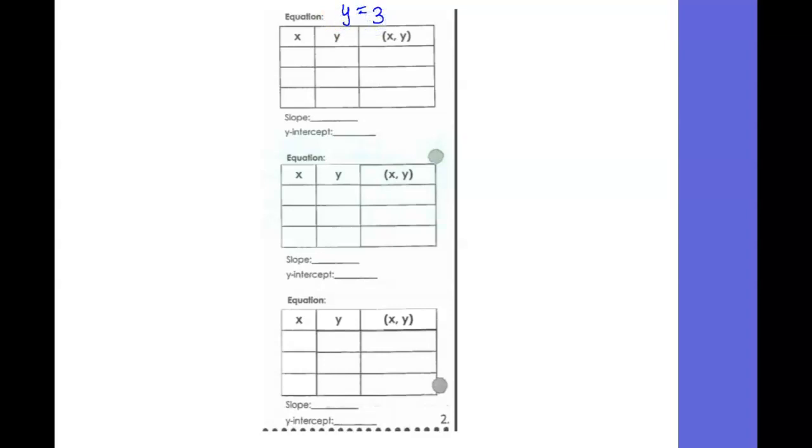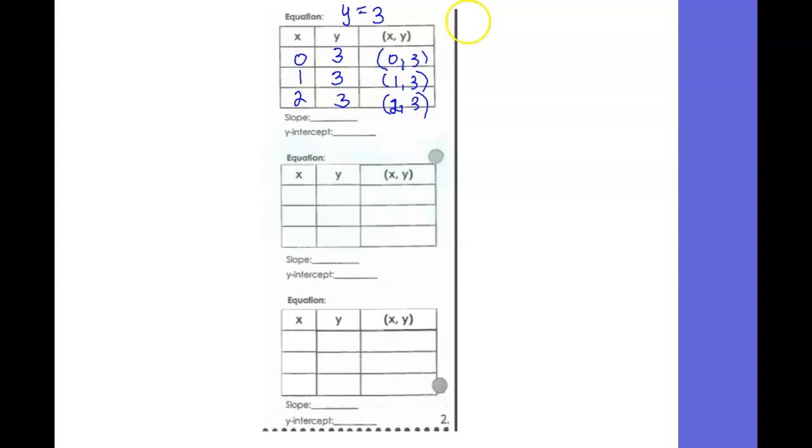All right, with that equation, if my y is 3, it doesn't matter what my x is. Okay, I'll do 0, 1, and 2. Okay, you can use any x values. 0, 3, 1, 3, 2, 3. As long as your y values are always the same. Oops, that should be 2, 3.